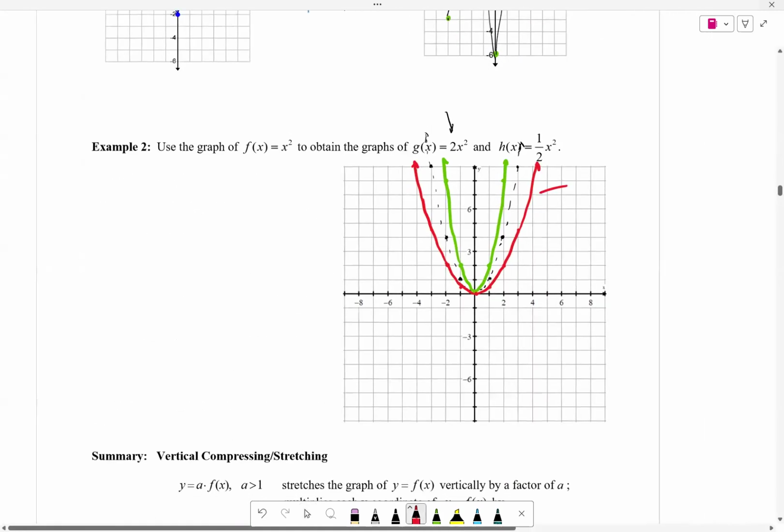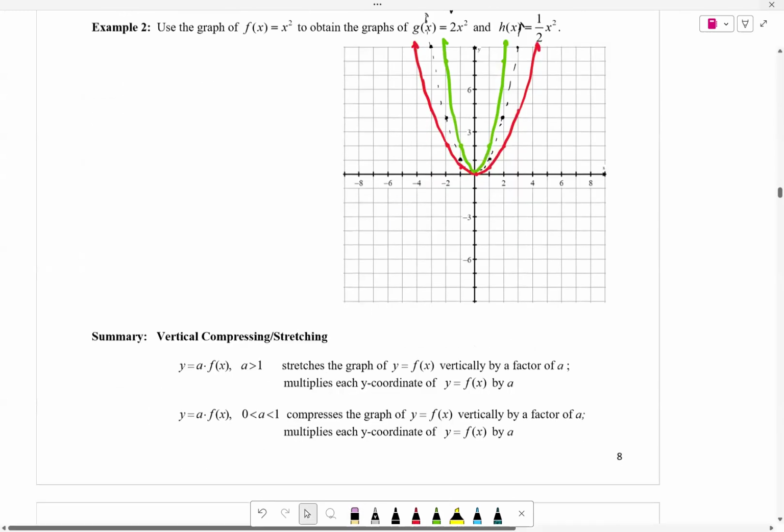Should I write it here? Like vertical compression by a factor of 1/2? I feel like compression is much too long for me to write. I think you already got it.